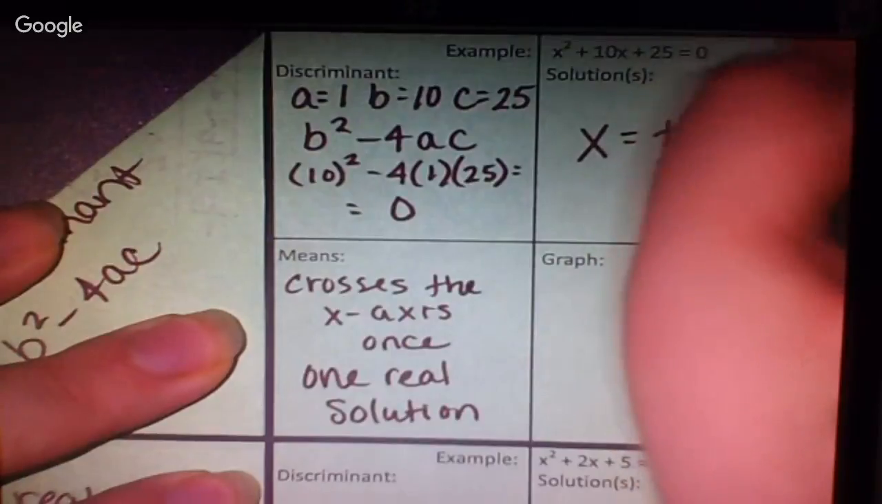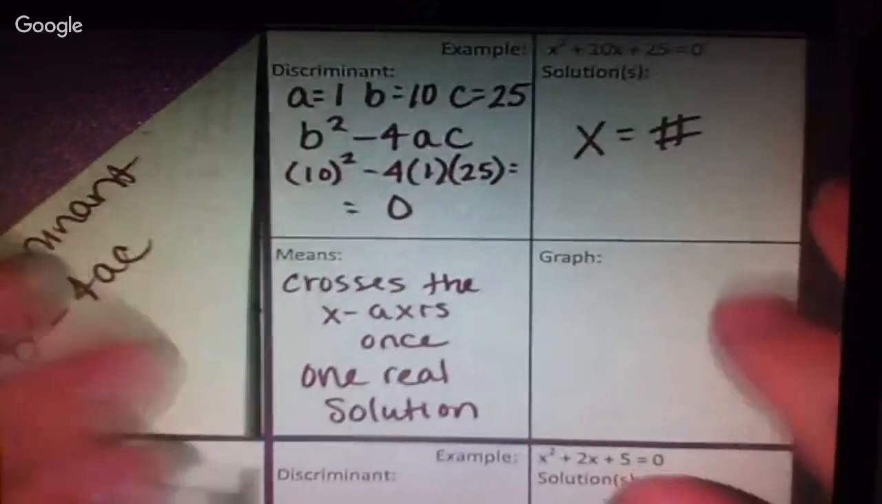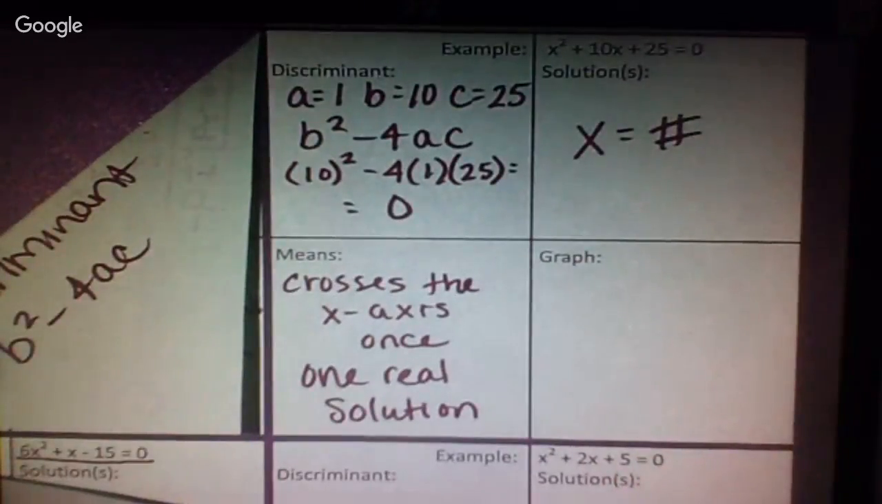So when you actually do go to solve this, you're going to end up with x equals some number. Just one number? Just one number. There's only one solution. And I will show you what happens when we have that.